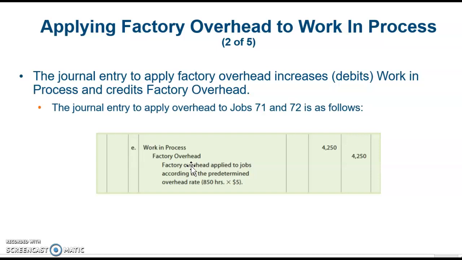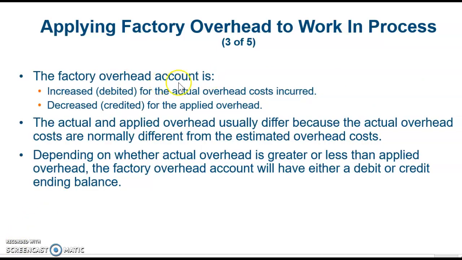So allocating factory overhead means taking it out of factory overhead and allocating it to WIP, which is your job. WIP is your job. So your factory overhead account has a normal debit balance. To increase it, you debit it, and when you apply it, you're decreasing it, so you credit it.